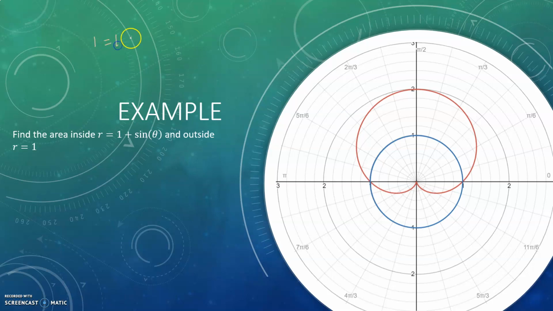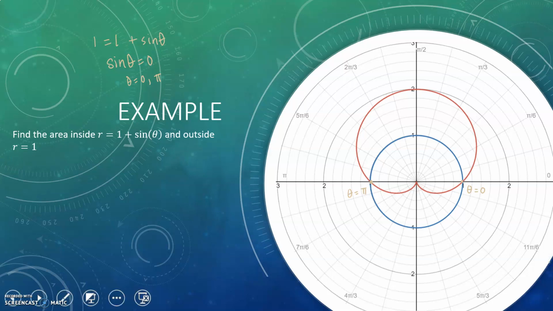1 equals 1 plus sine theta. So they cross when sine theta is equal to 0. So they're going to cross at theta equals 0 and pi. So those are our intersection points. And so then we're starting here at theta equals 0, and we're going to end here at theta equals pi.